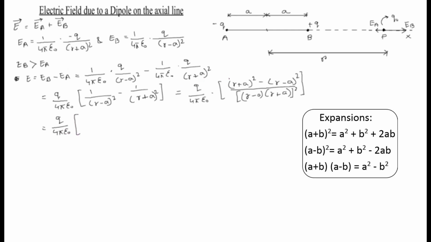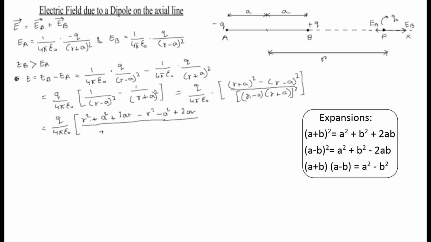Now this is nothing other than (a plus b) whole square. This is nothing other than (a minus b) whole square, right? So it is like a square plus b square plus 2ab, R square plus a square plus 2aR minus R square minus a square plus 2aR, right? I have taken into consideration the negative sign, that is why this part is looking like that.